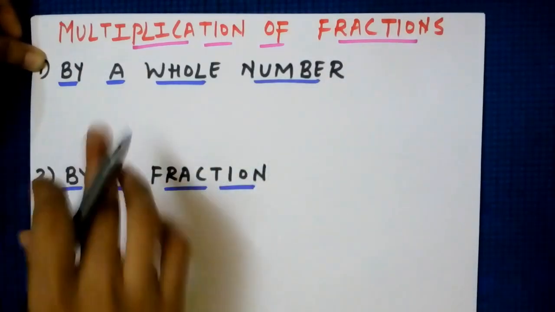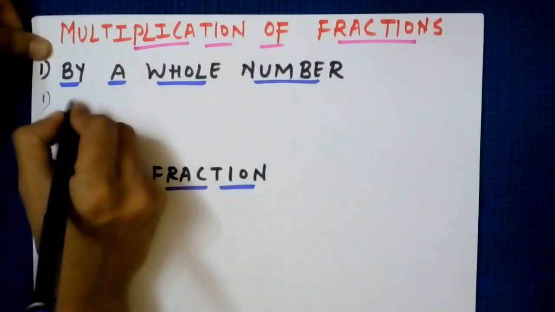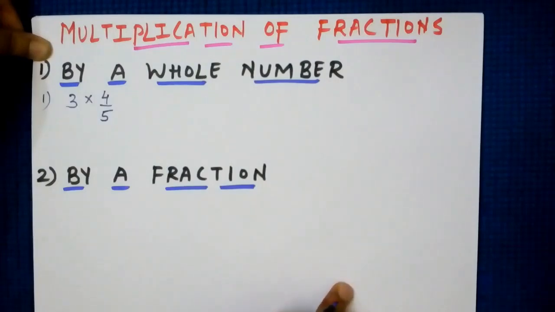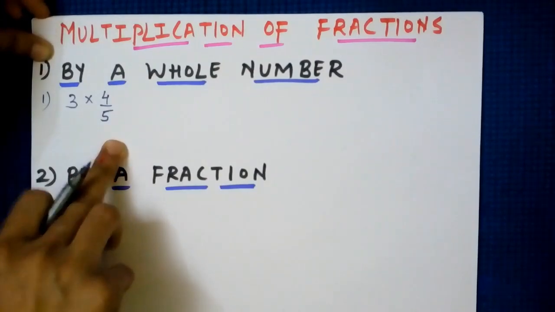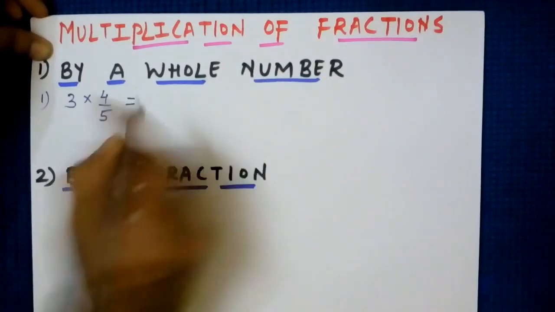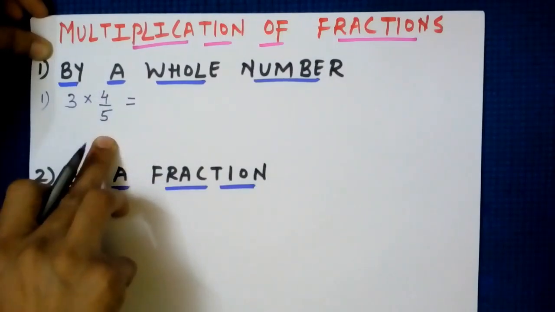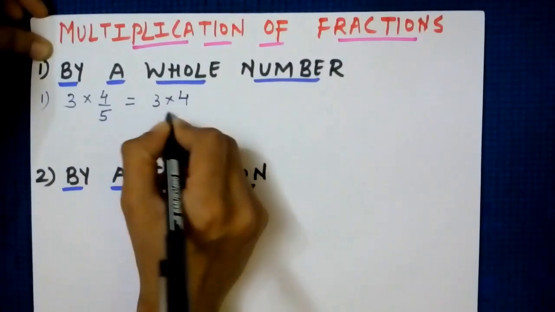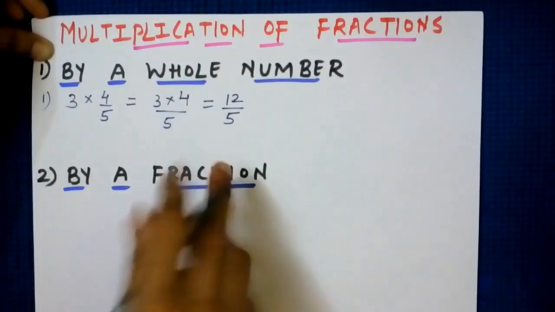First of all, we will see how to multiply a whole number with a fraction. Let us take one example. For example, I am taking 3 multiplied by 4 upon 5. Now, as you can see, 3 is a whole number and 4 upon 5 is a fraction. So, we will multiply a whole number with a fraction. Whenever we multiply a whole number with a fraction, we need to multiply this 3, this whole number, with the numerator only, not with 5, okay? So, we need to multiply 3 with 4. So, it will be 3 multiplied by 4 upon 5. So, 3 fours will be 12. So, 12 upon 5 is our answer.